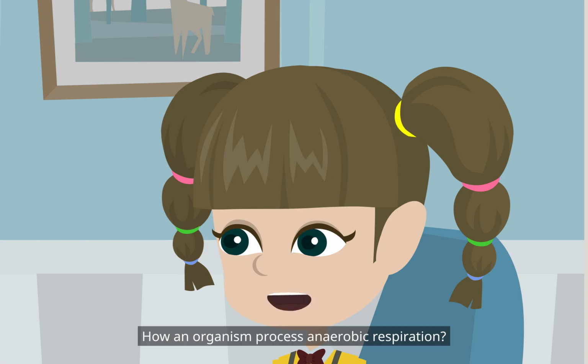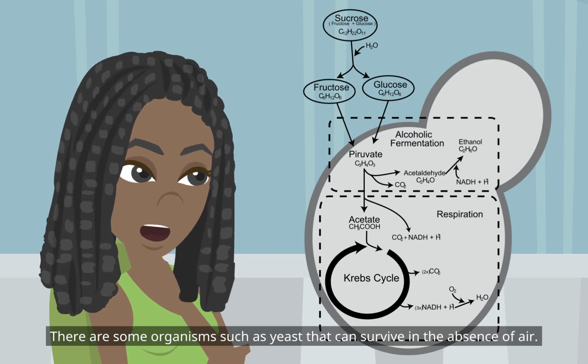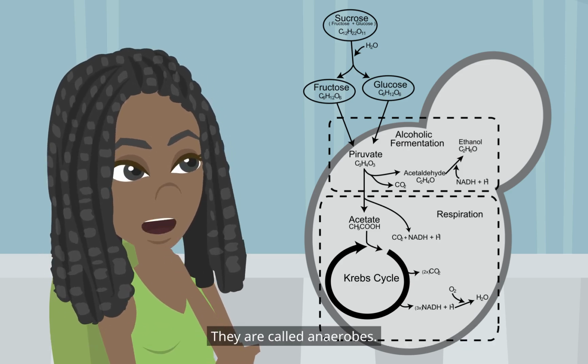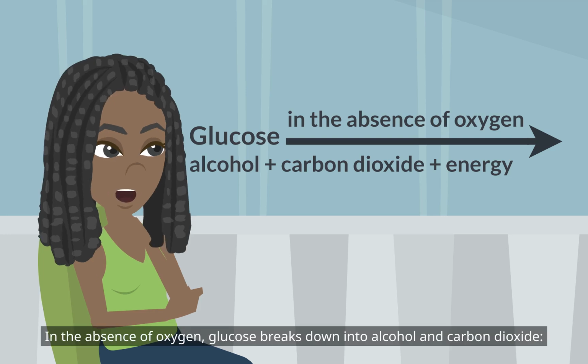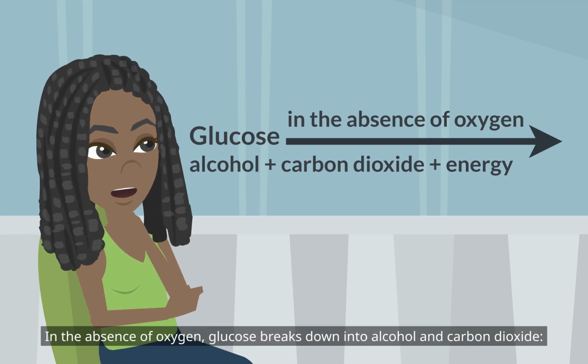How does an organism carry out anaerobic respiration? There are some organisms such as yeast that can survive in the absence of air. They are called anaerobes. In the absence of oxygen, glucose breaks down into alcohol and carbon dioxide.